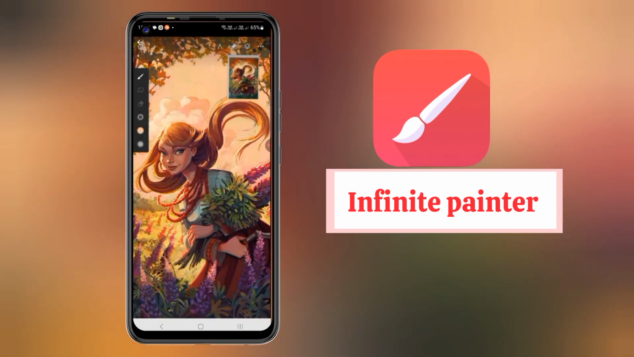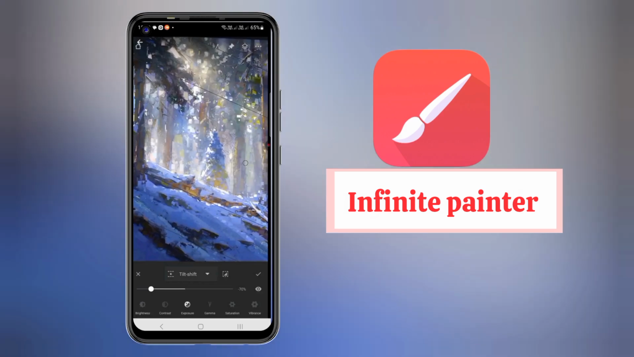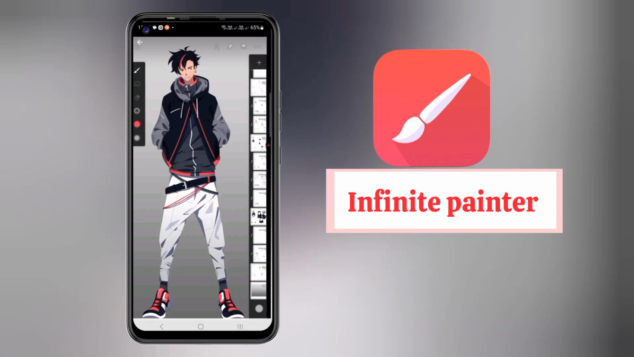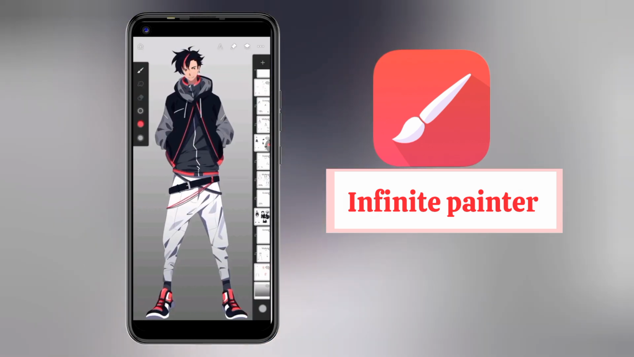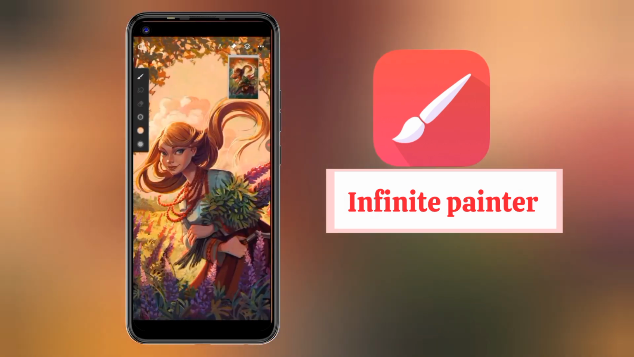But here's the question, with so many features, does it collect your private data? The answer is reassuring. Infinite Painter only uses storage access to save your work, not spying, not hidden uploads. Your art remains yours. If you are an artist on the move, Infinite Painter is a must-have.